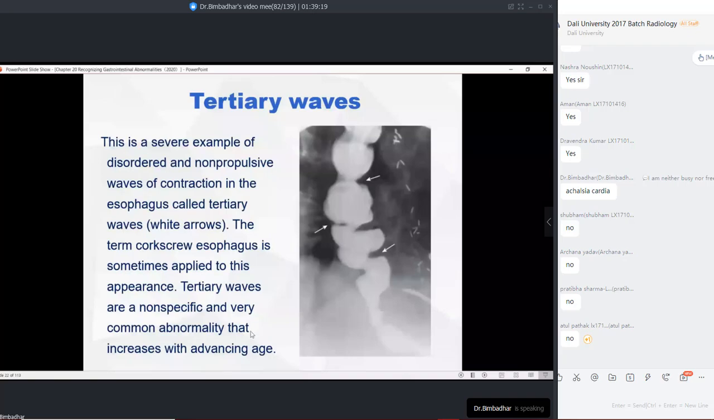Remember this image. It is asked in most competitive examinations. Before we get into it, let me say something about the esophagus, the properties of the esophagus, so that you can understand the images that are coming. Just give me a second.